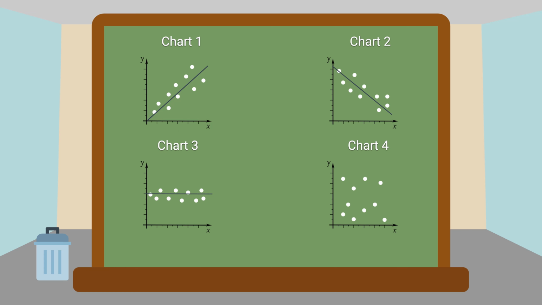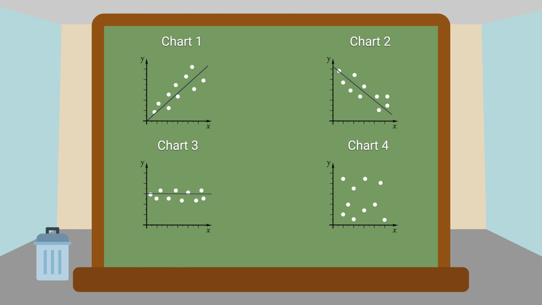How do you think x and y are correlated with each other in chart 3? Looking at the chart, I can see that when x is rising, y is staying at a similar level. So, I guess they are not correlated with each other? Yes, correct. X is not correlated with y.